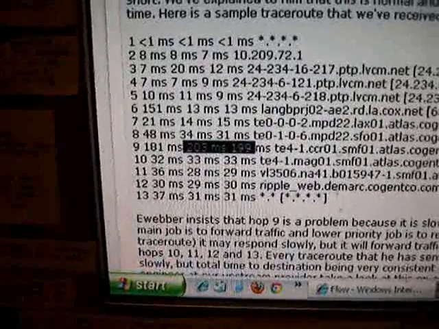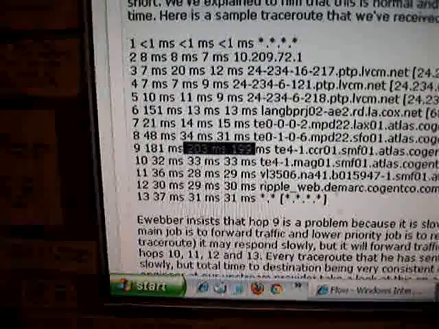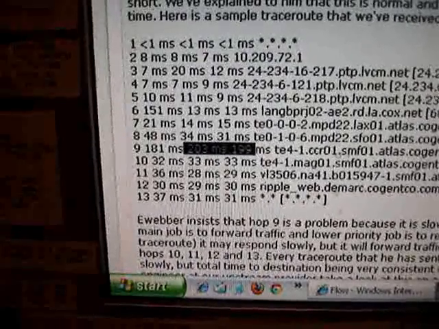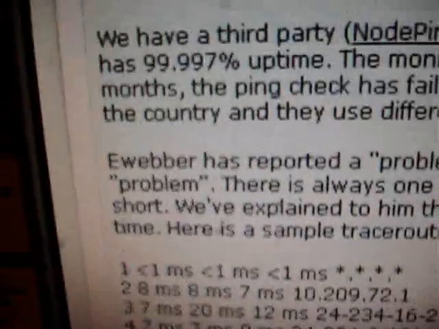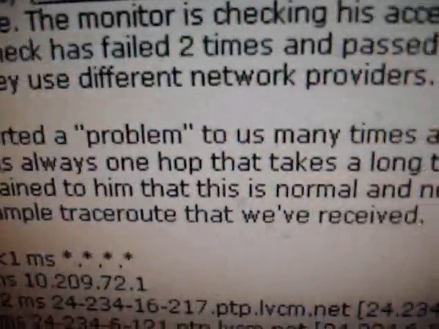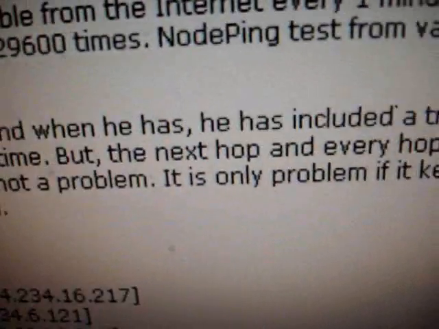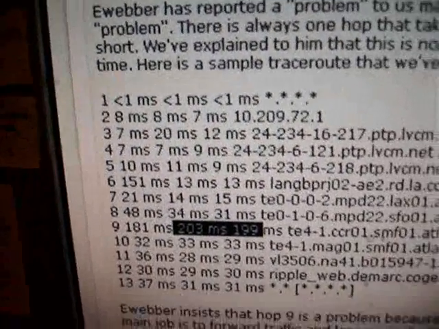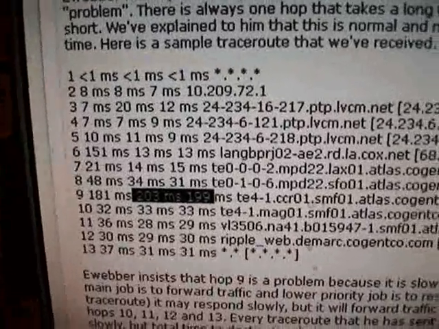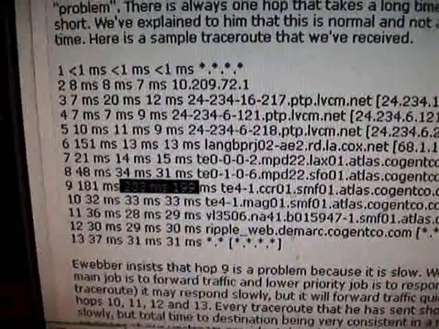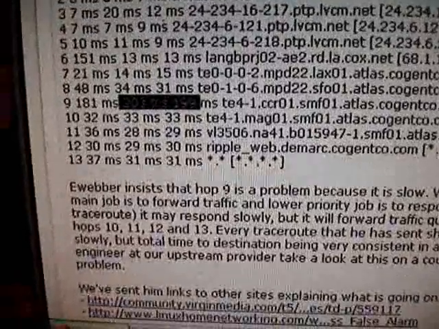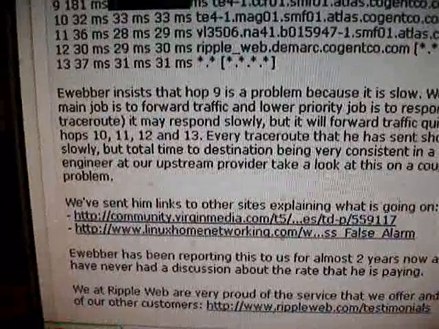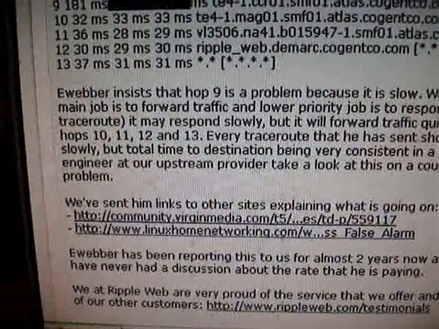When there's 3 different hops having problems, as they say here, there's always one hop that takes a long time, but the next hop and every hop after that is very short. Really? No, that's not true. In the very same traceroutes I supplied them, what they wrote here is not true. You've just seen them previously, from 3 different places on the web. It's just not right.